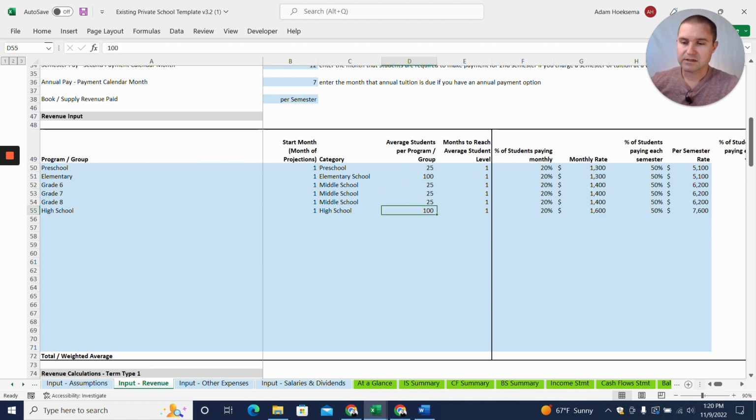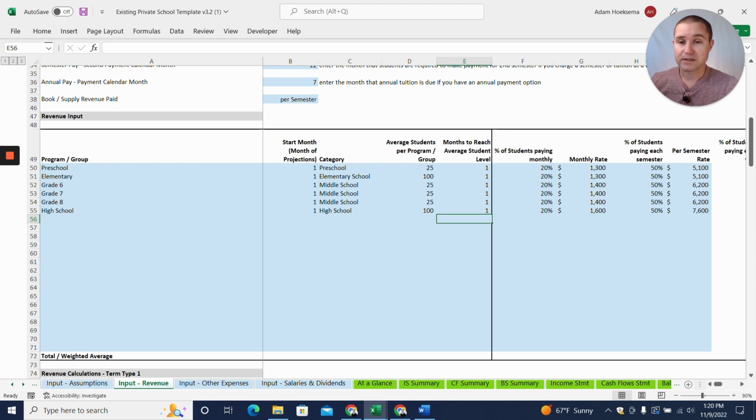And now this allows you to say, let's say you're starting a new high school, and ultimately you think you're going to have 100 students there, but you think it's going to take you 12 months to build up to that 100 student level, you could enter in 12 months, or 6 months if you think it's going to take 6 months to build up to whatever that average is going to be. This will space that out and pace the enrollment growth there. But again, we're assuming you're an existing school, so we're just going to put month 1.